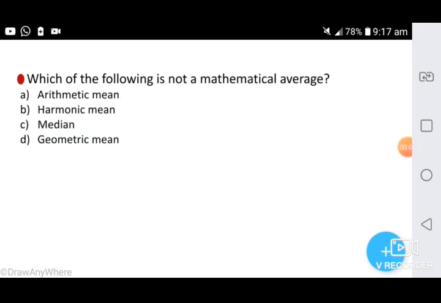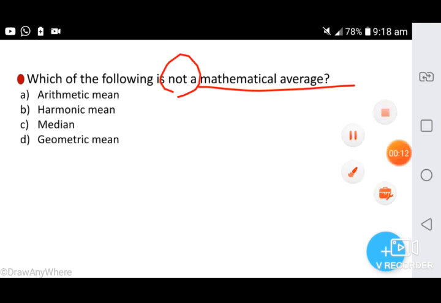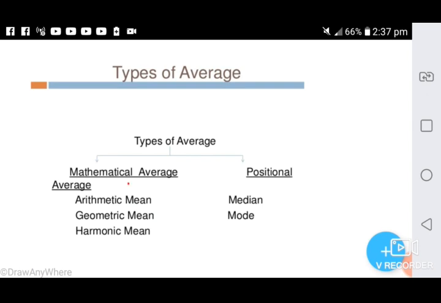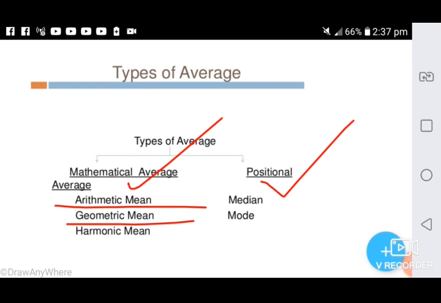Next question, which of the following is not a mathematical average? Option A, arithmetic mean; option B, harmonic mean; option C, median; option D, geometric mean. There are two types of average, mathematical average and positional average. Average is a measure of the central value, or central tendency, of a distribution. Measures of central tendency include arithmetic mean, geometric mean and harmonic mean. Positional average is one whose value is worked out on the basis of its position in the statistical series. Positional averages include median and mode.